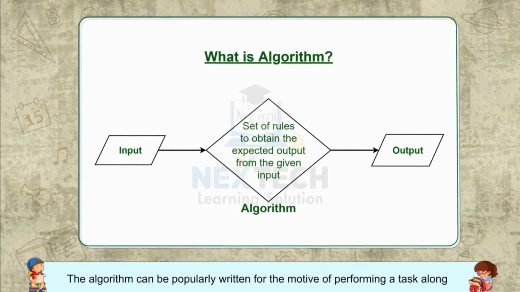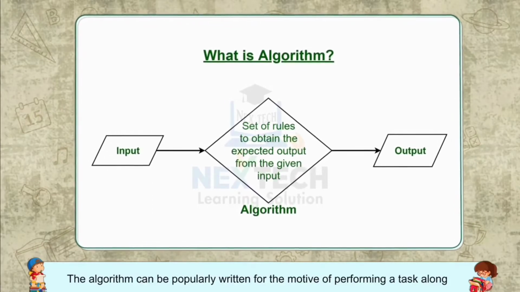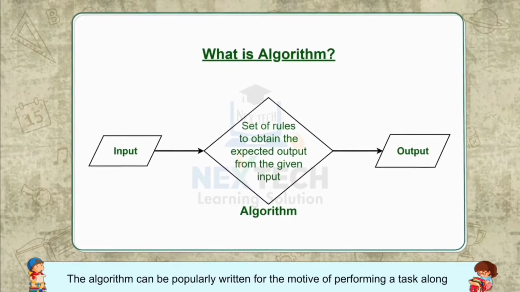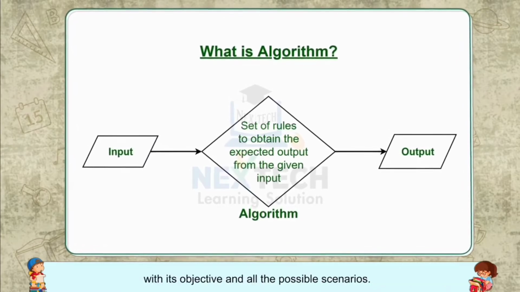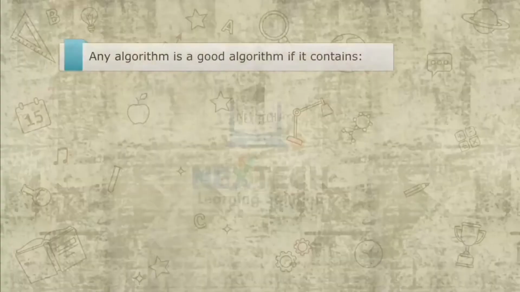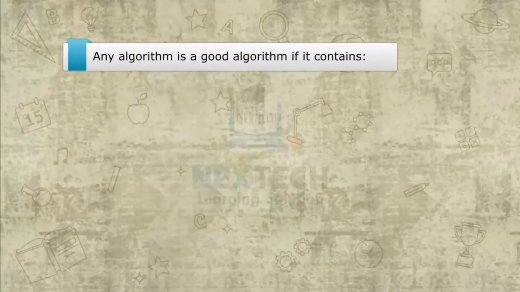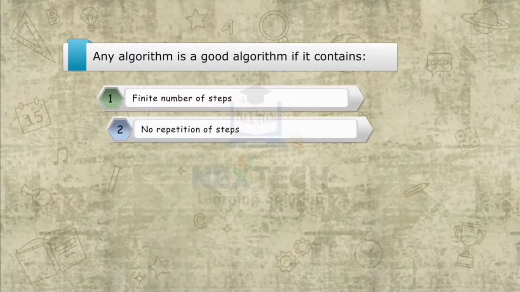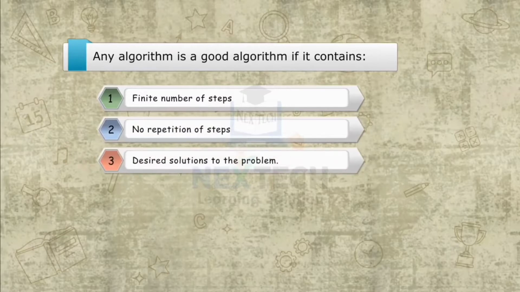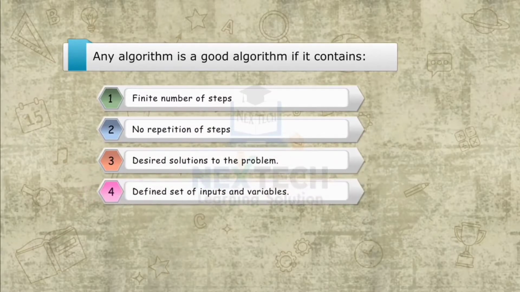An algorithm can be properly written for the motive of performing a task, with its objective and all the possible scenarios. A good algorithm must contain a finite number of steps, no repetition of steps, a desired solution to the problem, and a defined set of inputs and variables.